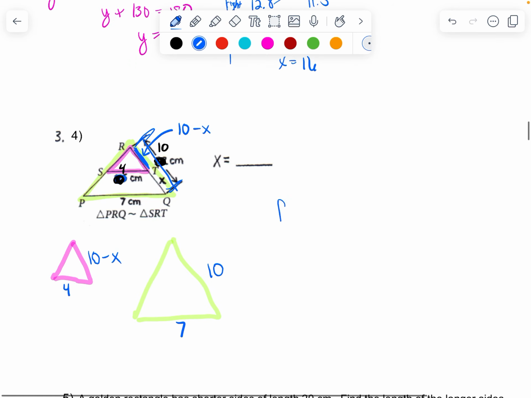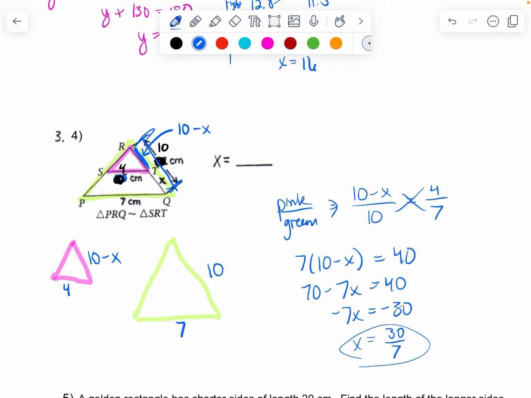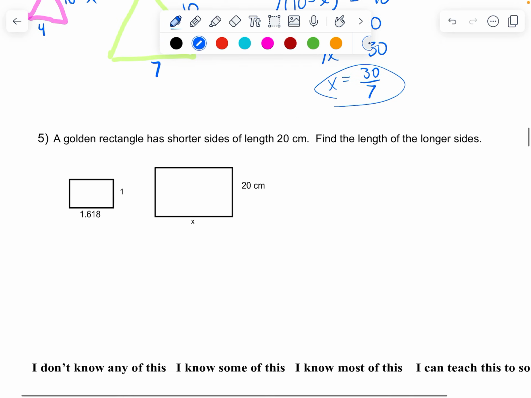So then when I solve for x, I'm going to go pink over green. And I'm going to go 10 minus x over 10 equals 4 over 7. And I'm going to cross multiply. So I get 7 times 10 minus x equals 40. Distribute. Subtract. Might freak out, but fractions are normal. So 37ths, because you get negative over negative.